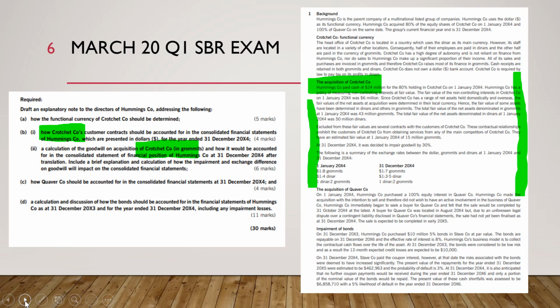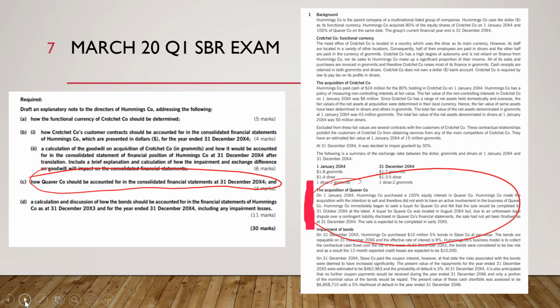The requirement of part B is all about how Crotchet contracts are dealt with, how you calculate goodwill, and there is all the information. And that will be in the computer-based environment. That is a separate exhibit. So in the paper they're broken down into these parts. In the CBE they're exhibits, and so one requirement relates to one exhibit. That's the name of the game. That's the way questions tend to be structured.